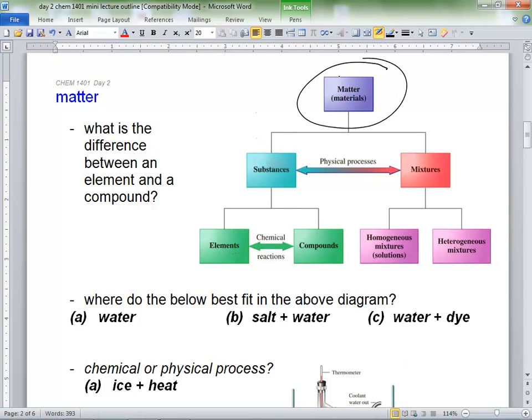All matter, right? It's either a substance or it's a mixture, and you can go between mixtures and substances just by doing physical processes. Physical, so you're not changing anything, right? It's kind of taking a mixture and divvying it up into its pure components, okay? We have some fancy machines upstairs that do that.